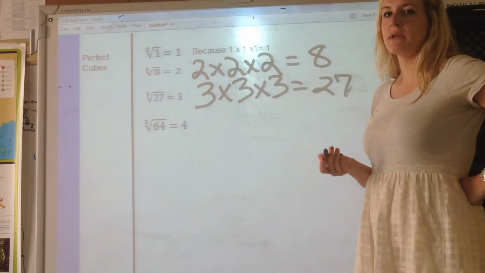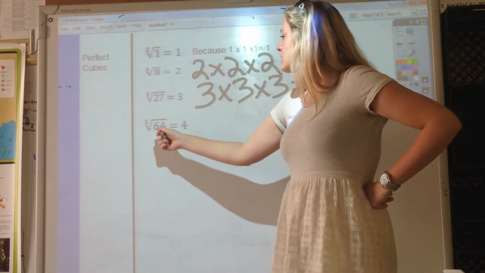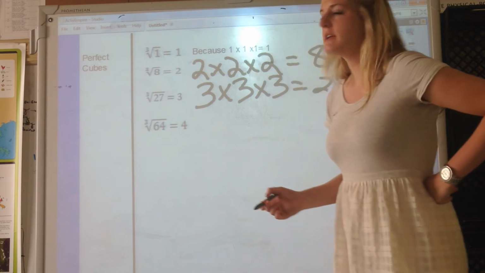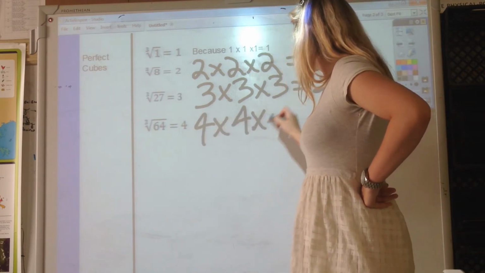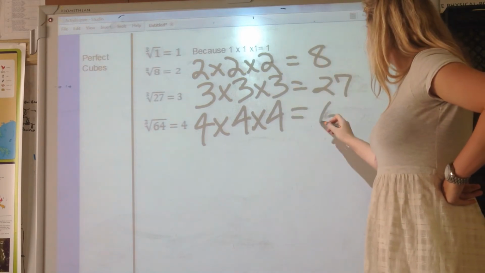My pen is your pen. Make sure you have this down. The cube root of 64 is 4 because 4 times 4 times 4 gives me 64.